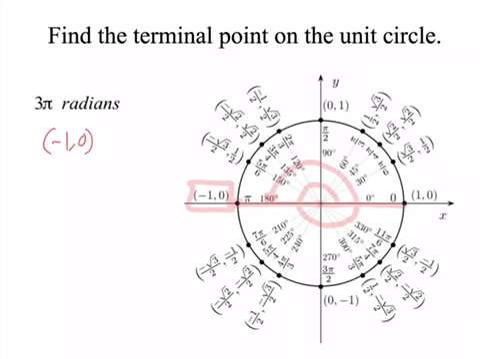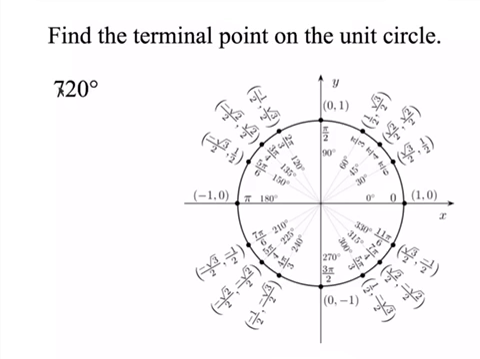Now if you wanted to, you could have done 3 pi minus 2 pi, 1 revolution, and gotten pi, and then pi is the same spot. So if you want to make a coterminal angle between 0 and 2 pi, that could help. Up to you.